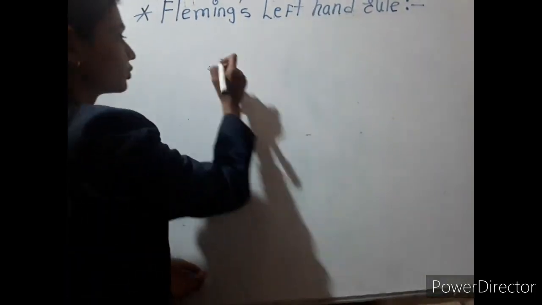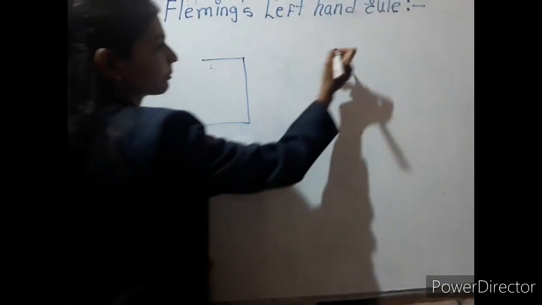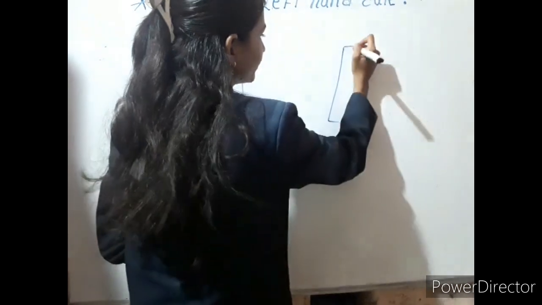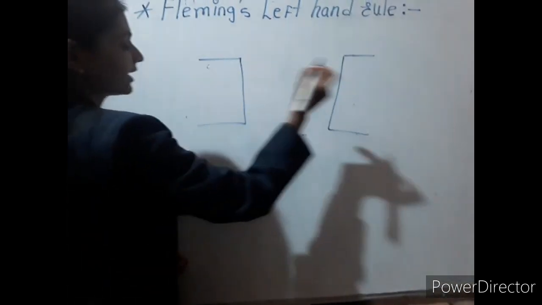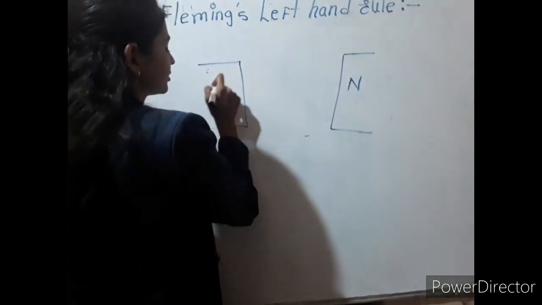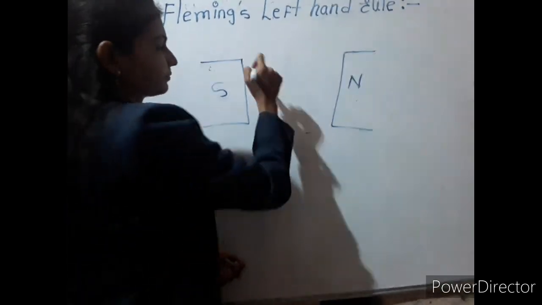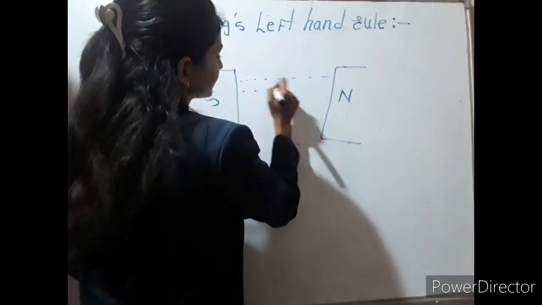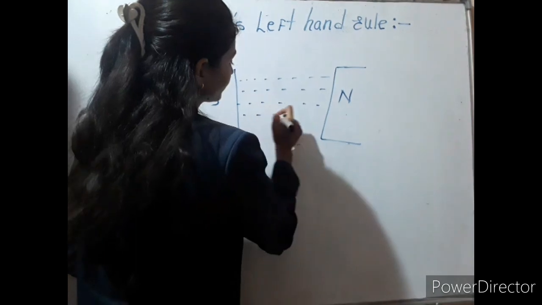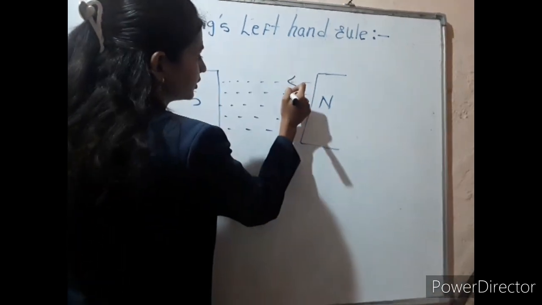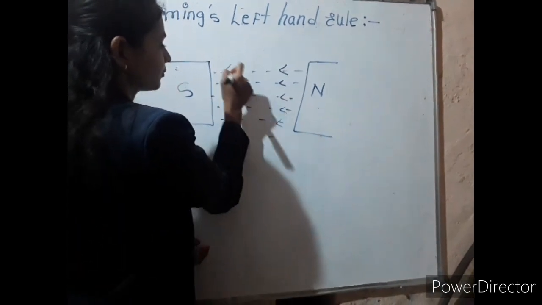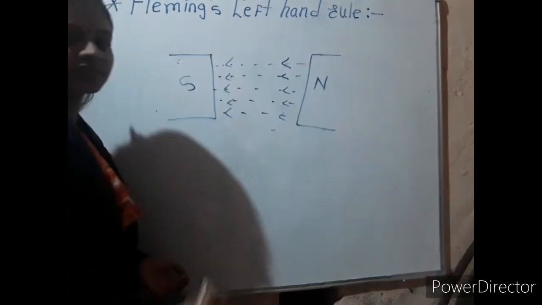Let us see. For that we have to take a magnet. Each and every magnet has two poles, which all of you will learn about: one is a north pole and the other is a south pole. The magnetic field lines inside the magnet flow from the north pole to the south pole. In this direction the magnetic lines flow from north to south.